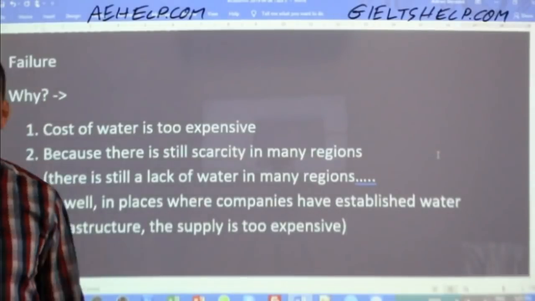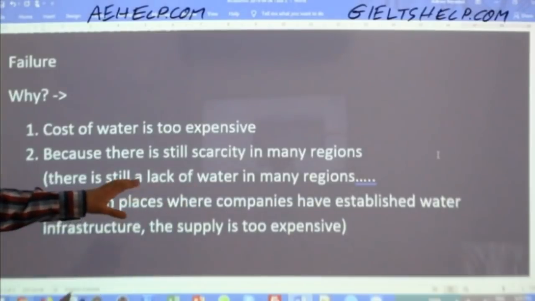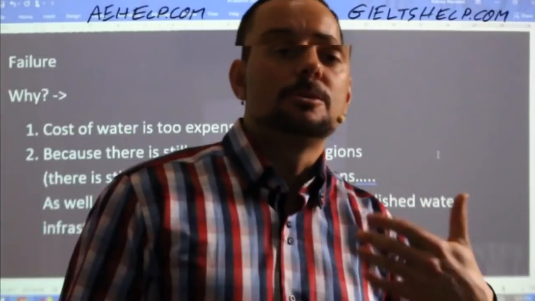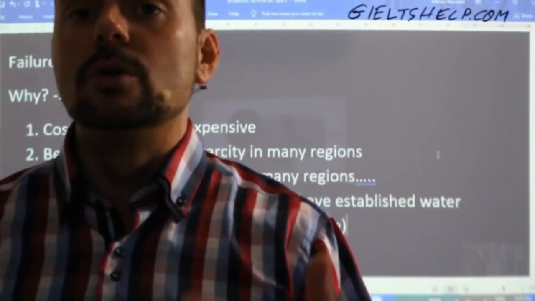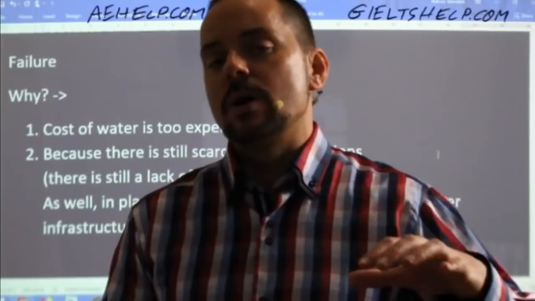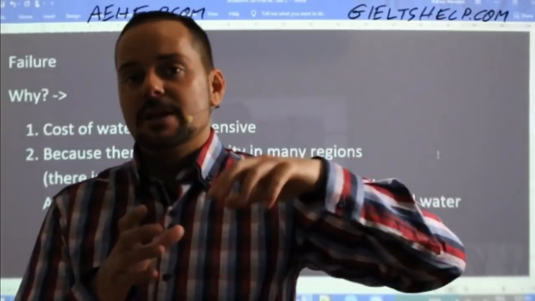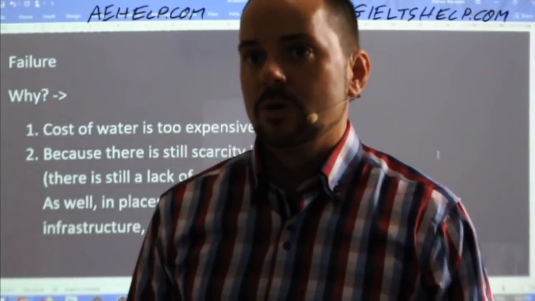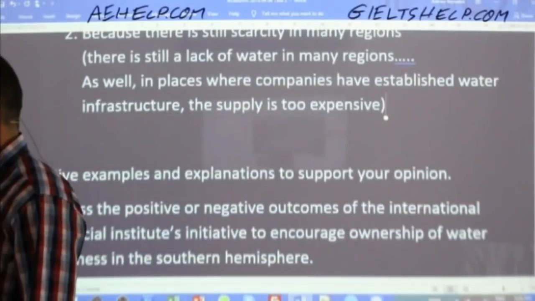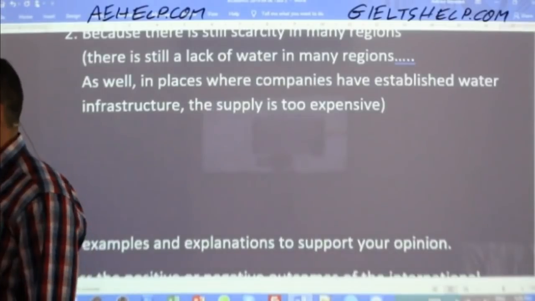Okay, so in my mind, here's my logic, is that there's still many places in the world that don't have water, even in places which do have companies supplying water. The water is often too expensive. Okay, so that's how I would structure it. So that's why I would talk about scarcity in body paragraph 1, and it's too expensive in many regions as body paragraph 2. Okay, so I hope that makes sense. Now, members, next important step here is thesis statement. So give me your thesis statement.